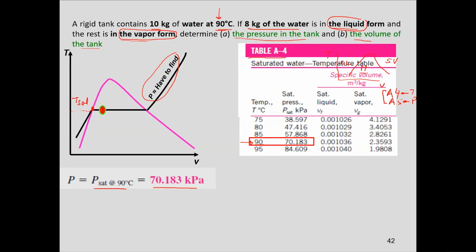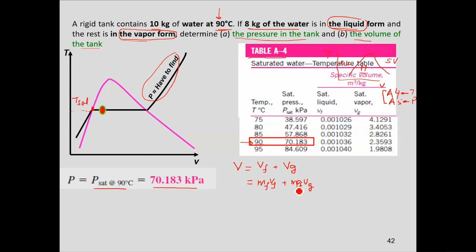The second thing is you have to find out the volume of the tank. Any idea how you would find the volume of the tank? There are two ways to do it. The first one is that the total volume is equivalent to the volume of the liquid, Vf, plus the volume of the vapor, Vg. The volume is nothing but the mass of liquid multiplied by the specific volume of the liquid, plus the mass of gas multiplied by the specific volume of the gas or vapor.